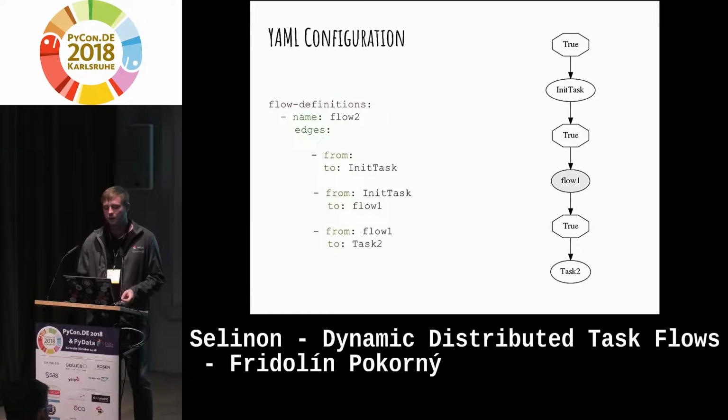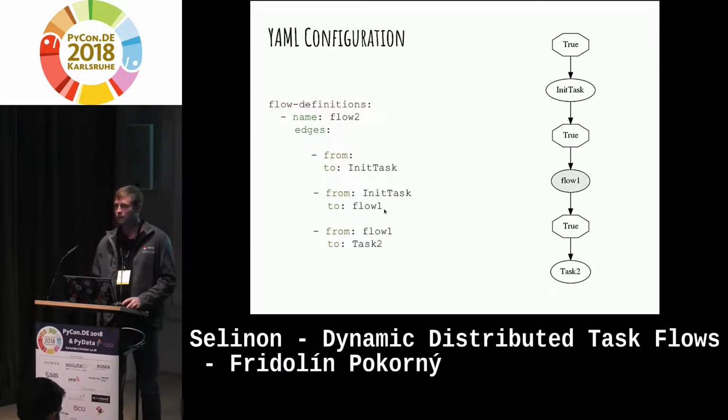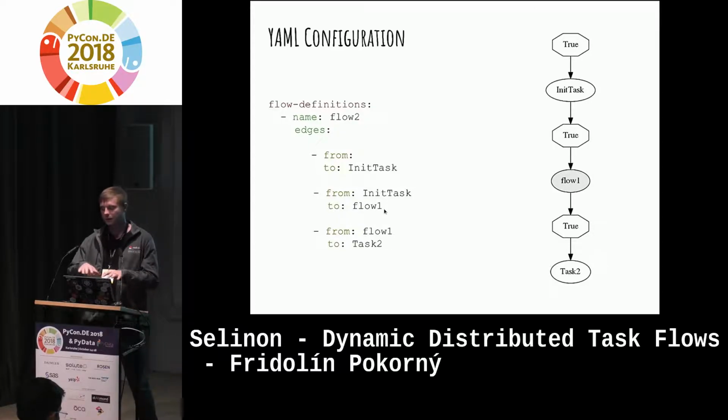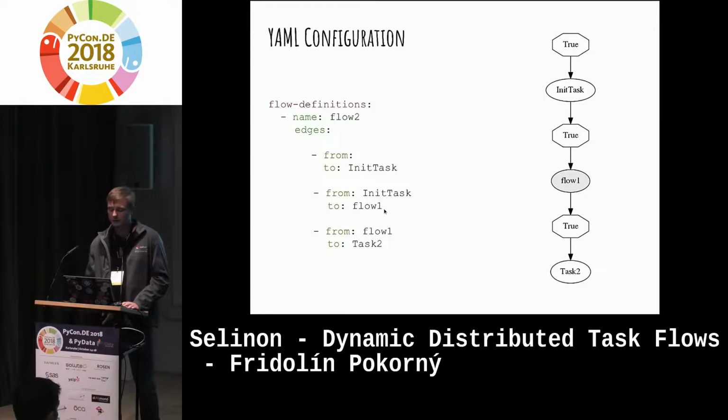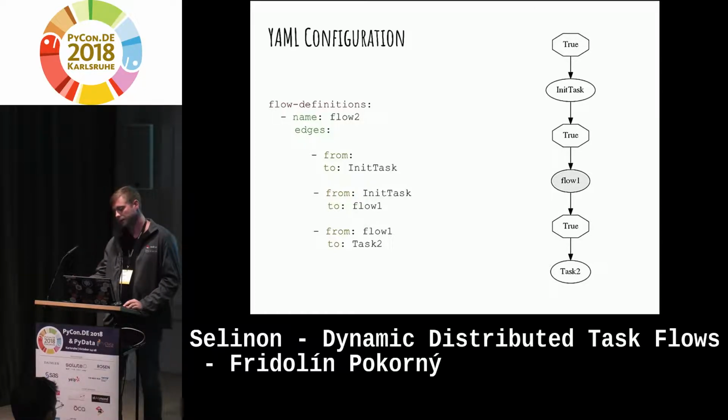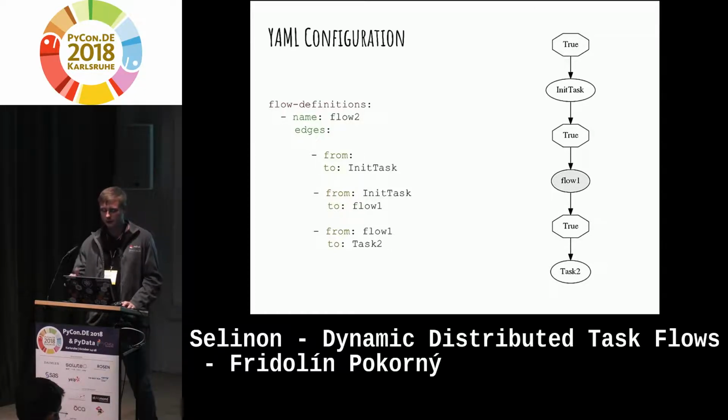So in this example, there is an init task run, and after the init task finishes, flow 1 is executed. So all the tasks and all the flows that are defined in flow 1 are executed. After flow 1 finishes, we continue to task 2, and you can basically nest flows as desired. You can even recursively call flows and stuff like that.